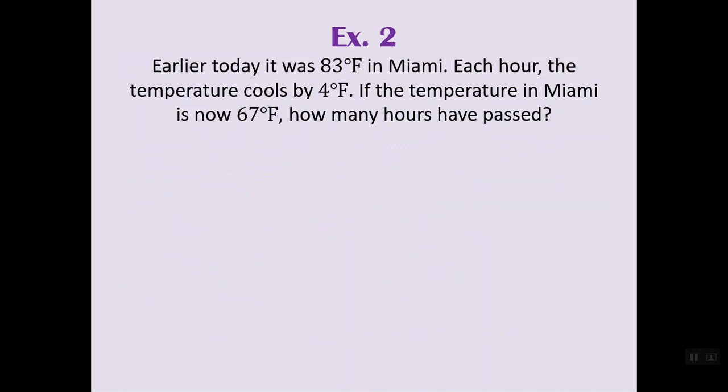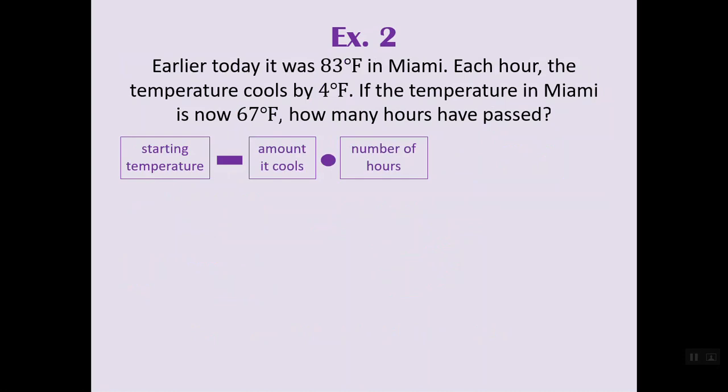So let's think about the situation. Earlier, it was a temperature, then it starts cooling. It cools a certain amount every hour, and eventually gets to a new temperature. So we're going to think of that as a timeline going left to right. So we started out with the temperature, and then because it's cooling, we're going to subtract an amount, and we're going to figure out that amount by multiplying the amount that it cools times how many hours. And that's going to be equal to what our new temperature is. So go ahead and write that word equation. Pause the video if you need to.